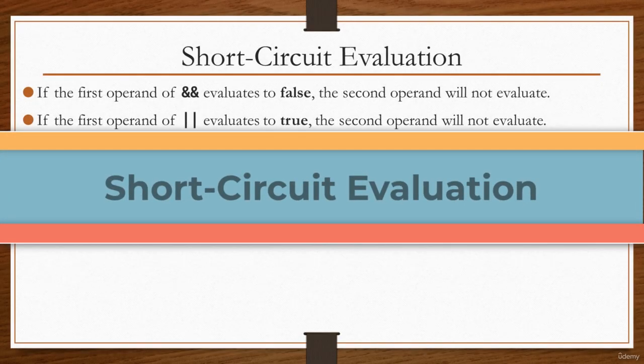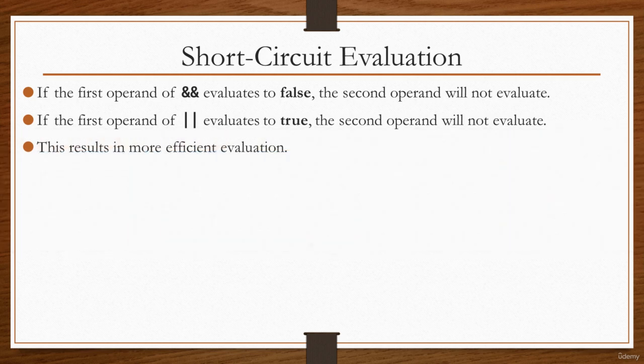Okay, so in this quick video I want to talk about something called short circuit evaluation, and this relates to the AND and the OR operators. If the first operand of the AND evaluates to false, the expression to the left of that AND operator, then the second operand or expression will not evaluate. If the first operand of the OR evaluates to true, then the second operand or expression will not be evaluated.